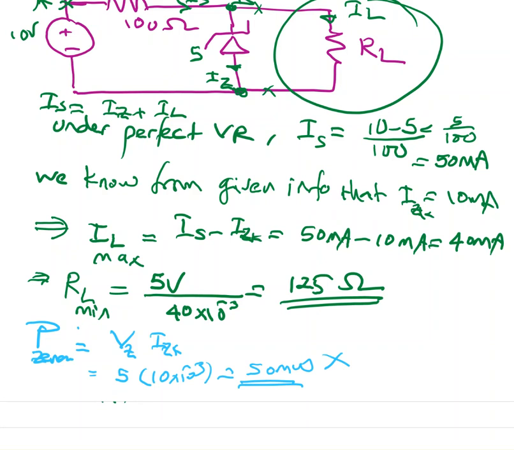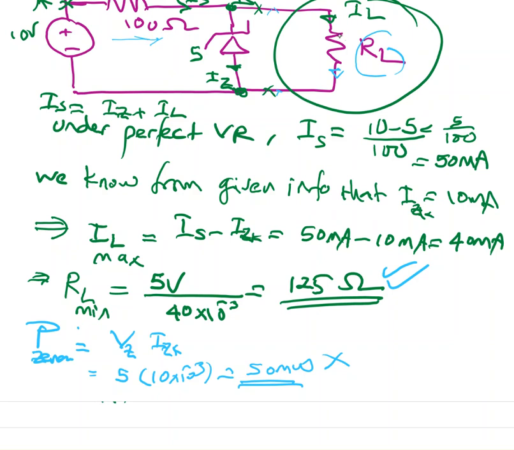This is a wrong answer, because who said that RL will always be this number? It could be more. We said the minimum RL is this one in order to have voltage regulation. But what if instead of 125 ohms I have 500 ohms? What if I have 1 kilo ohm? I still have the voltage the same, but the current in this portion here would be the same: 10 minus 5 divided by 100, which is 50 milliamperes.